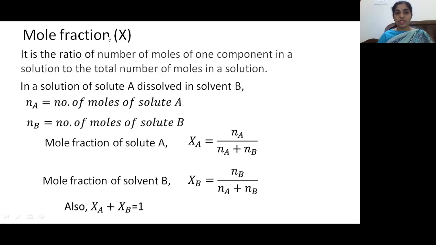Let us pass on to mole fraction, which is denoted by capital X. It is the ratio of number of moles of one component in a solution to the total number of moles in a solution. So, in a solution of solute A dissolved in solvent B, small na stands for number of moles of solute A, and nb stands for number of moles of solvent B. Then mole fraction of solute A is written as XA is equal to na by na plus nb. Similarly, mole fraction of solvent B is given by XB is equal to nb by na plus nb. Also, XA plus XB is equal to 1.